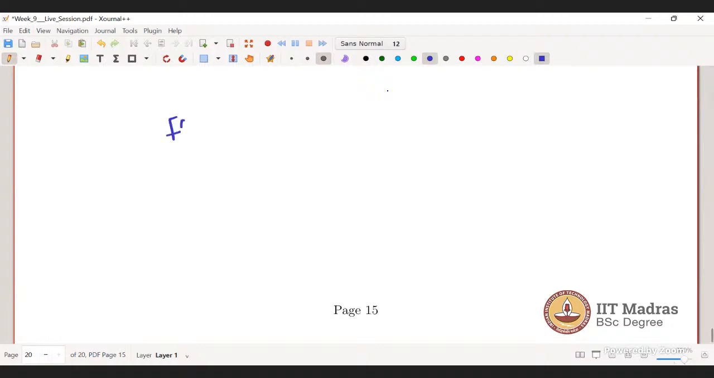So you want to approximate some function using some polynomial p of x, which is more or less the same as the function.